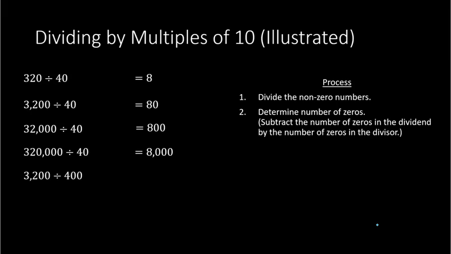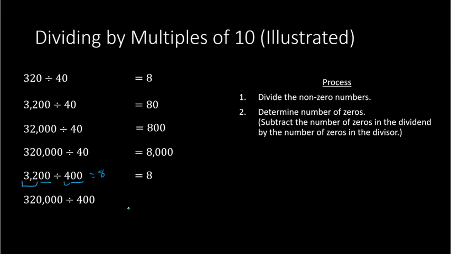Okay, let's try another one. Here we have 3,200 divided by 400. Again, we can take 32 and divide by 4. That would give you 8. Here we have 2 zeros, and over here we have 2 zeros. 2 minus 2 is 0. So we have 0 zeros, which would just leave you with the 8. So 3,200 divided by 400 is 8.